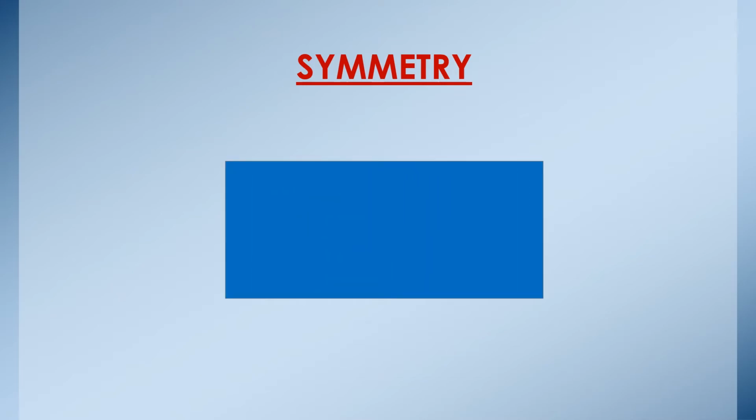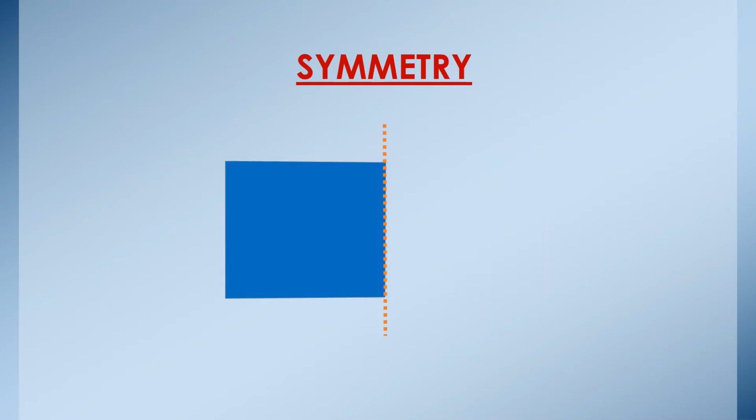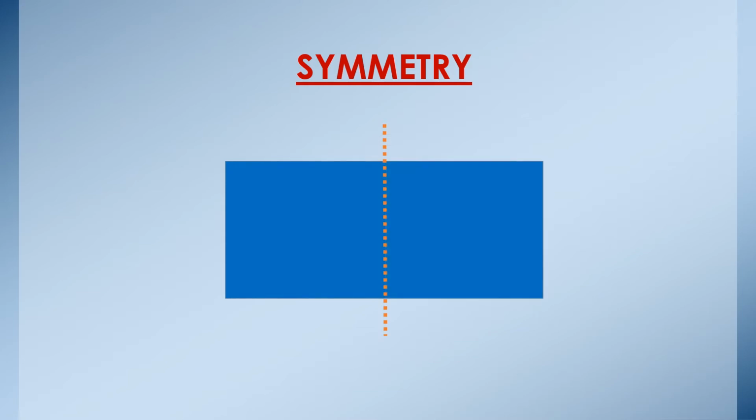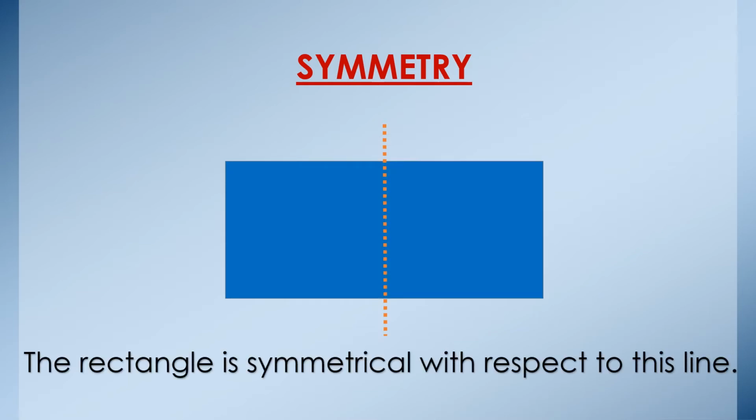Here is a rectangle. Draw a line in the middle of the rectangle, a dotted line. The fold along the dotted line in the rectangle divides it into two parts which fall exactly on one another. Here we see that if we fold along the dotted line, one part of the rectangle falls exactly on the other part. The rectangle is symmetrical with respect to this line.